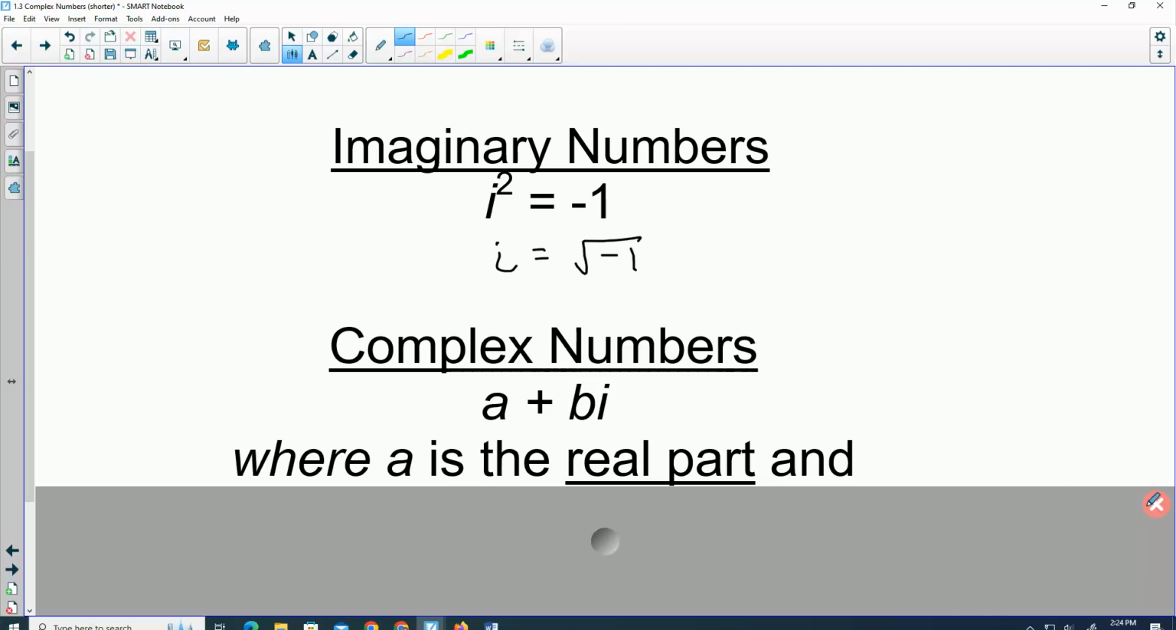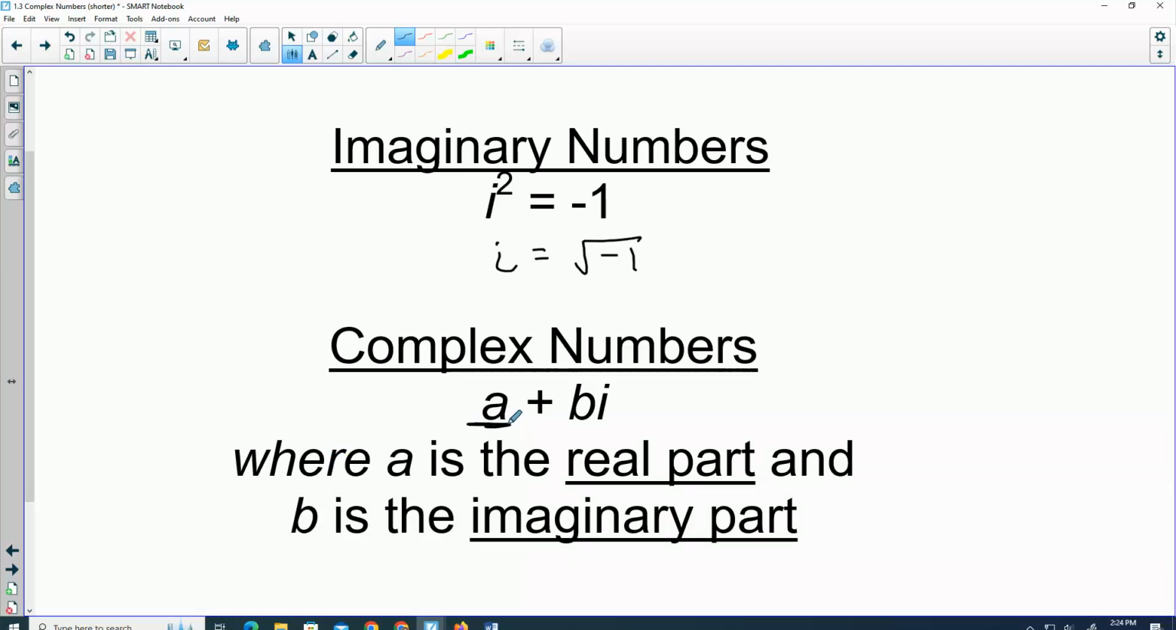A complex number is anything of the form a plus bi. We call a the real part because it doesn't have an i with it. b is the imaginary part because it has the i. This is standard form, so anytime I do something with imaginary numbers, I will expect you to write your answer in a plus bi form. So keep it in this order, please.